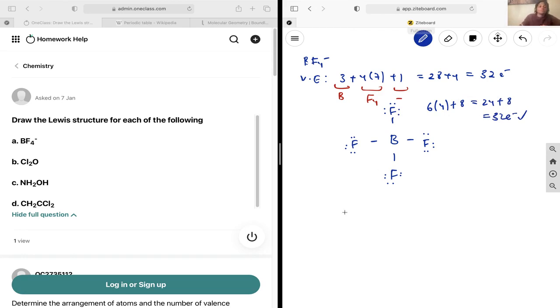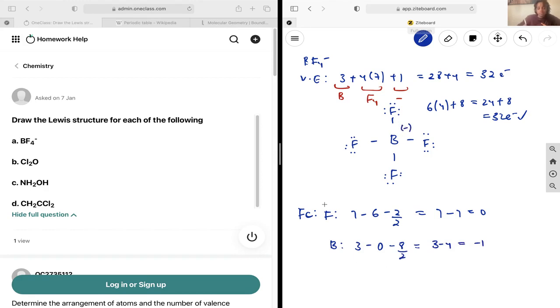Let's double check on our formal charges. We expect a net formal charge of -1. For each of the fluorines, we're going to have 7 minus 6 minus 2 over 2. So formal charges, this is for fluorine, and that's going to just be equal to 7 minus 7, which is 0. For the boron, we're going to have 3 minus 0 minus 8 over 2. That's going to give us 3 minus 4, which is -1.